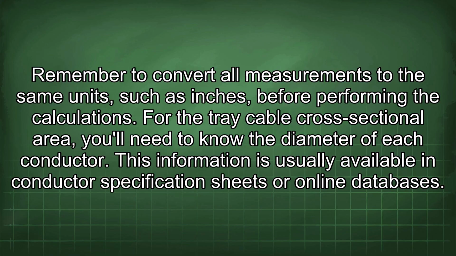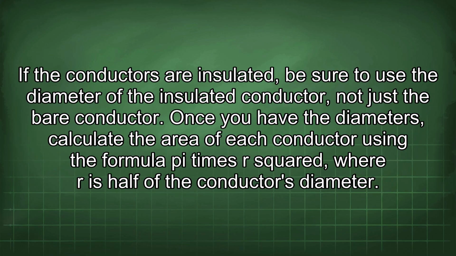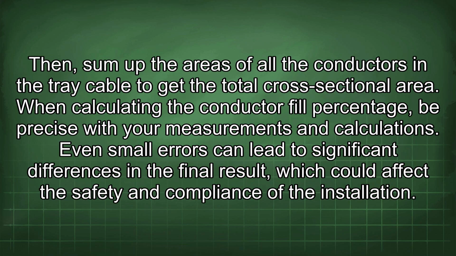you'll need to know the diameter of each conductor. This information is usually available in conductor specification sheets or online databases. If the conductors are insulated, be sure to use the diameter of the insulated conductor, not just the bare conductor. Once you have the diameters, calculate the area of each conductor using the formula pi times r squared, where r is half of the conductor's diameter. Then sum up the areas of all the conductors in the tray cable to get the total cross-sectional area.